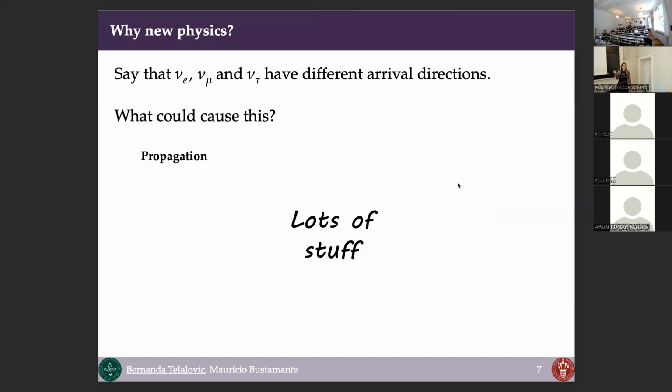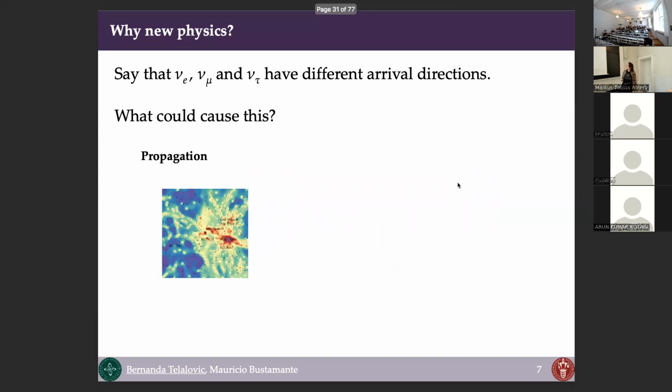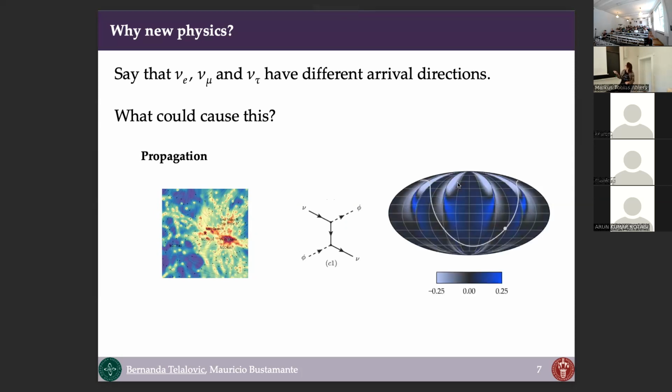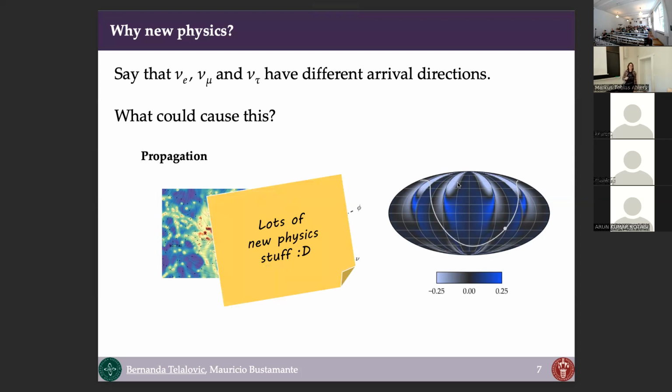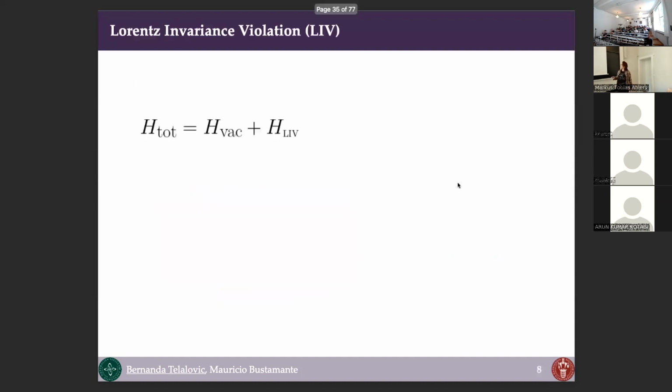And that leaves effects that you can gather during propagation. What can modify the arrival direction? What can modify the distributions during propagation? Lots of stuff. Dark matter interactions. You can have some sort of secret interactions. And my favorite thing to look at is Lorentz invariance violation. I'm going to go a bit into this, but that can actually generate some quite fascinating anisotropies. This is all new physics, which is why I said this is a great way to look into new physics.